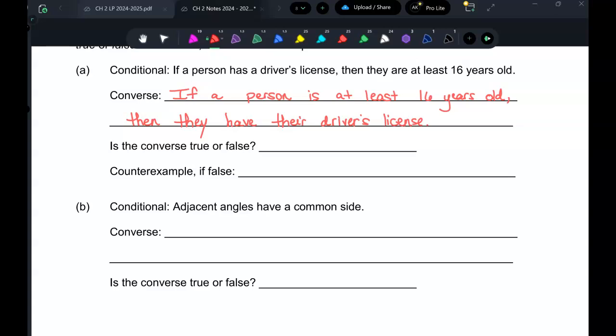If we look at the conditional, if a person has a driver's license, then they're at least 16 years old. That's true, because you can't get your license before you're 16. However, if you're 16, do you automatically have your license? No, so that's definitely a false statement. Now, here's where it gets interesting. We need a counterexample. I'm sure someone in this room knows a 16-year-old without a license.